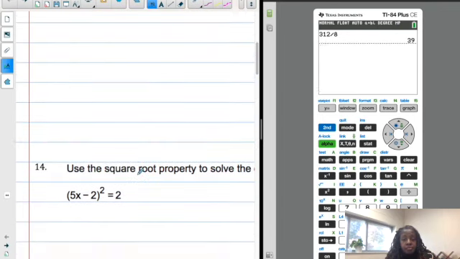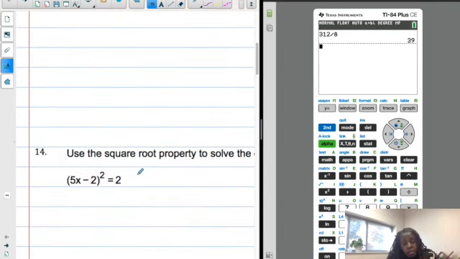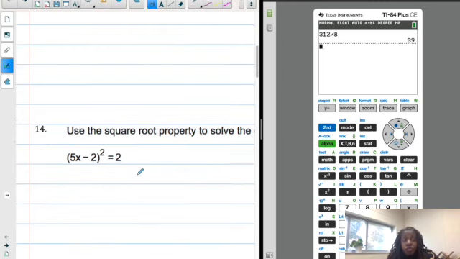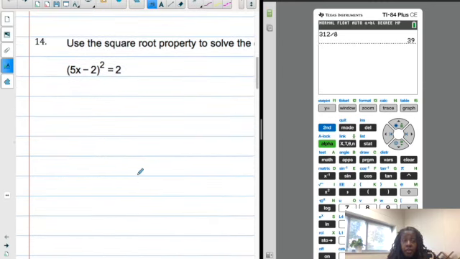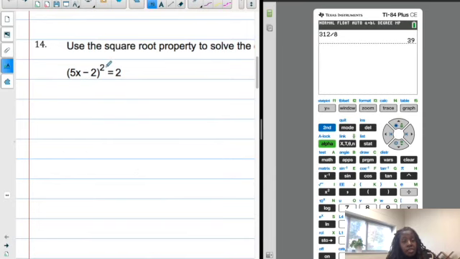On to number 14. So we're going to use the square root property to solve this quadratic: 5x minus 2 quantity squared equals 2. When it's in this form where the squared is on the left and the number is on this side, it is best to use the square root property. And this is how you use it. You put a square root on each side of the equation. Now when you solve this left side, the square root actually de-squares the problem, if you will, and leaves you with 5x minus 2. Goody goody gumdrops.